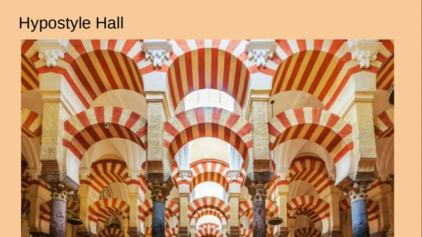So as you look back into the hypostyle hall, this prayer hall, you have this beautiful, repetitive, geometric, colorful series of arches that really open up the space, give it decorative, ornamental detail, just capture your eye and make this a very special place. So the hypostyle hall, incredibly important.